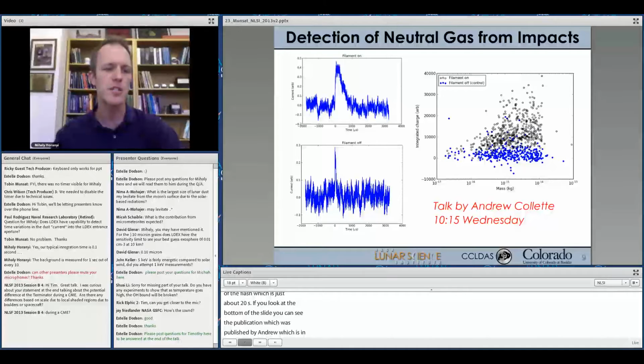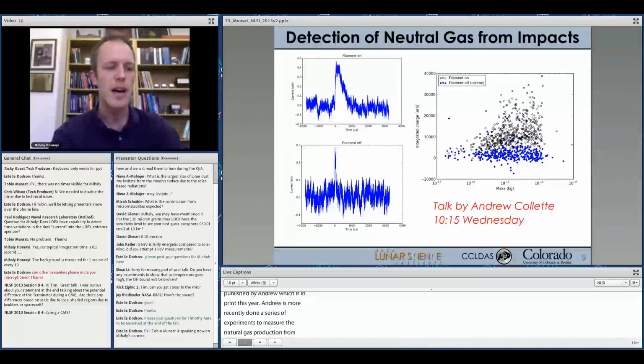Andrew has more recently done a series of experiments to measure the neutral gas production from impacts, which is actually quite a tricky measurement to make because the pressures are so low. So for the plots in this slide, dust particles are shot right into a gauge. On the left, you can see the impact signals with the filament on and off, respectively, which helps us to discern real impacts from artifacts.